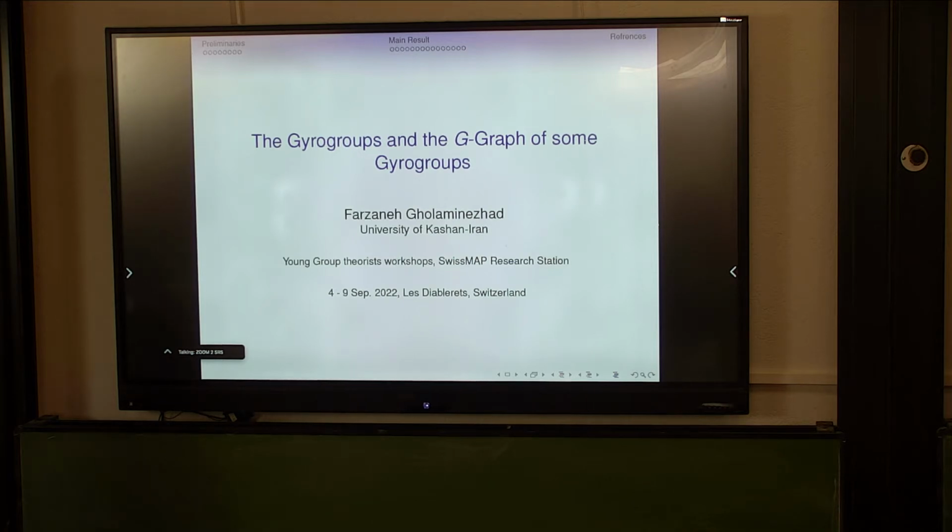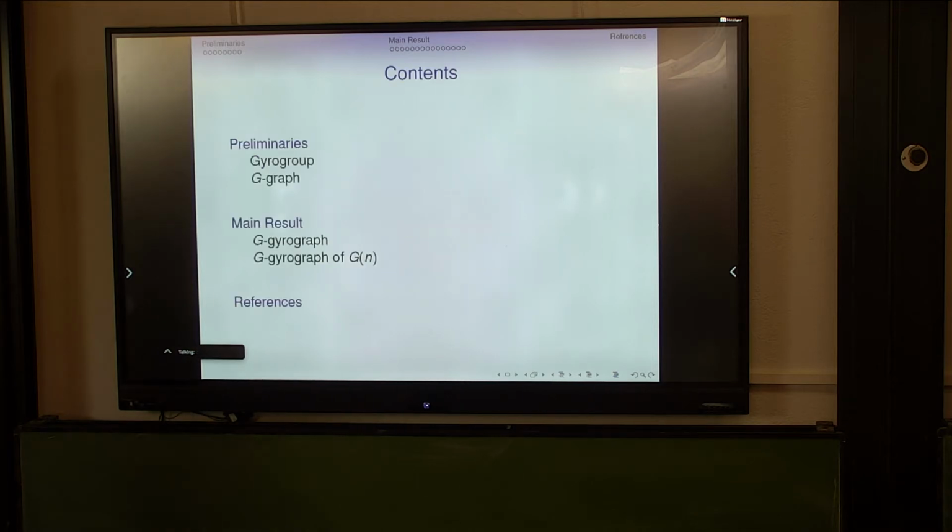Consider a group without the associative law, which is a gyrogroup. My talk is about gyrogroups and the structure of the G-graph of these gyrogroups. First of all, I start with some definitions and some main results about the G-gyrograph, which is the G-graph of a special class of gyrogroups shown by Gn, and that has some references.